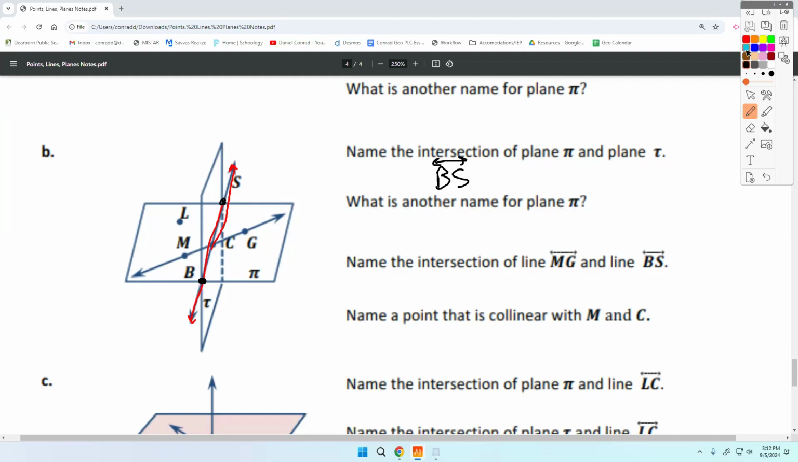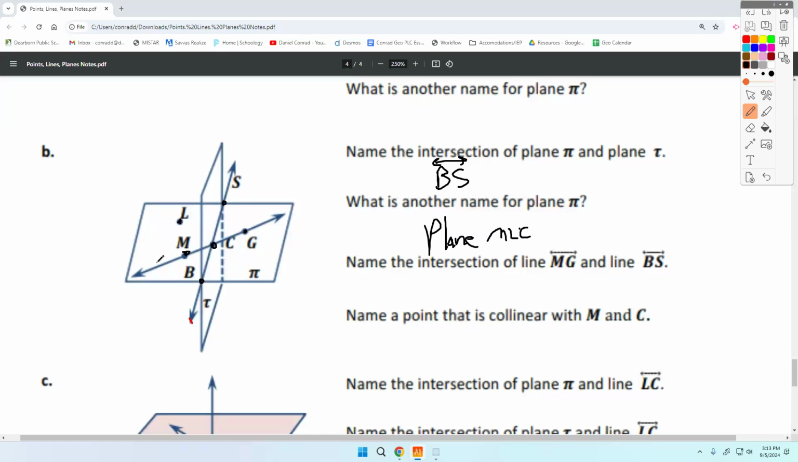Okay, another name for plane pi. So let's look at the points in plane pi. You have G, you have C, you have B, you have S, L, and M. We need to pick 3 of them that are not on the same line. So I can't use M, C, and G together, and I can't use S, C, and B together. So let's see what I could do. I could do M, L, and C. Okay. Can't use S, C, and B together, and I can't use M, C, and G together because they're on the same line. 3 points in the plane that are not on the same line.